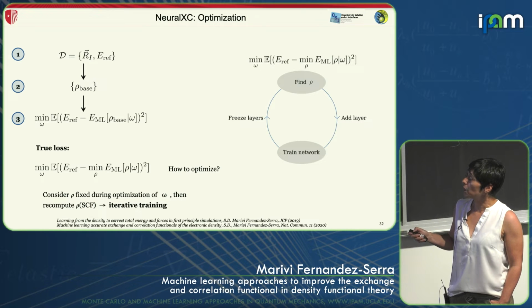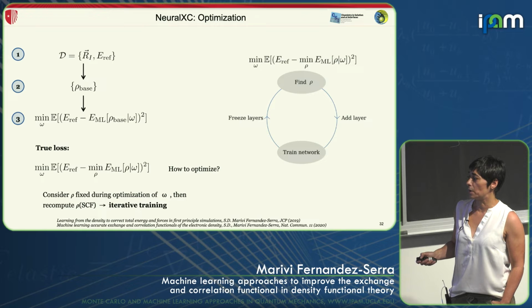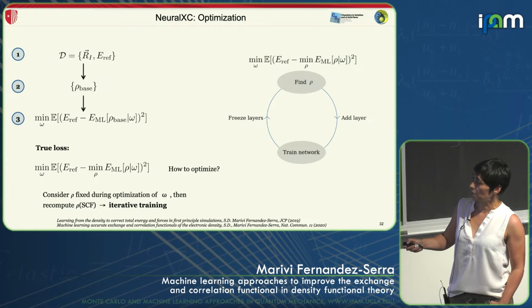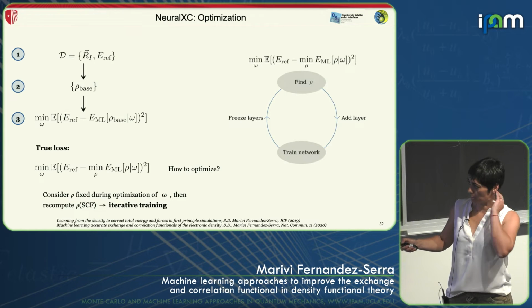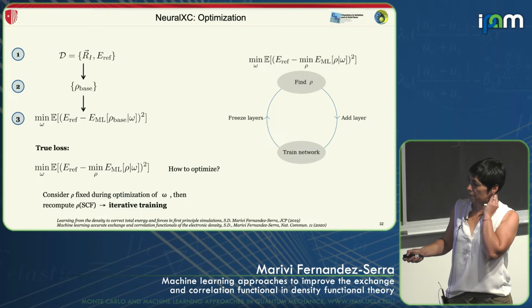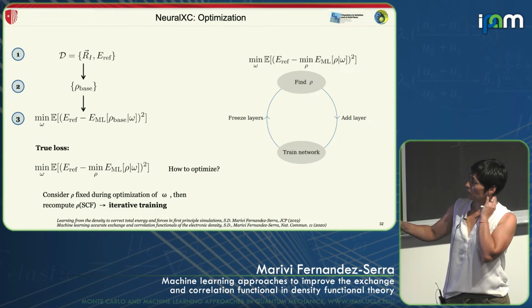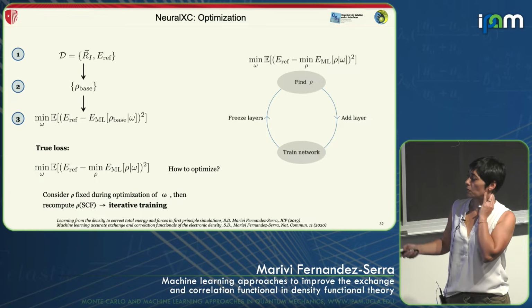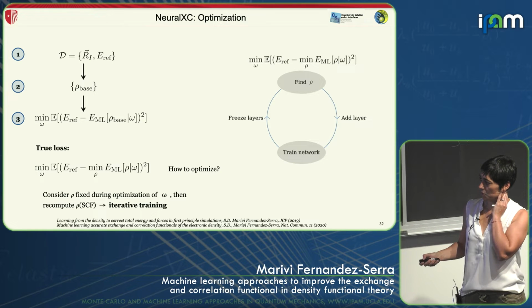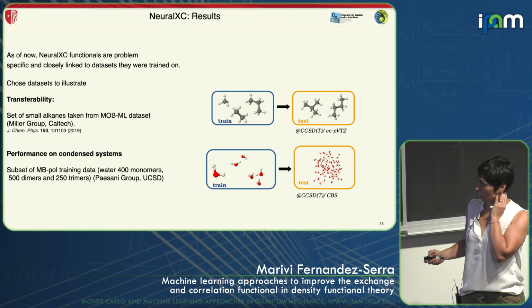The way we do it is we consider our density fixed during the optimization of the parameters. Omega here is just all the parameters of the neural network. We consider this rho fixed during the optimization of omega. Then we recompute the density. So basically, we find rho, we freeze that, we add a layer, and we retrain the network, with the previous layers frozen. We retrain the network, and so on and so forth, until convergence is achieved. This is called iterative training, and all this is described in our publications.